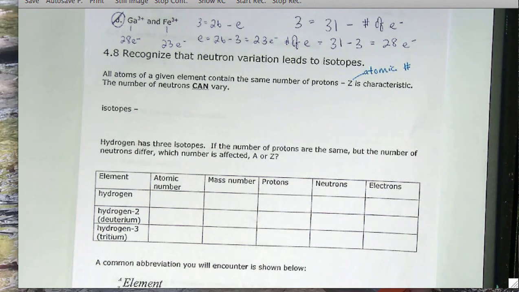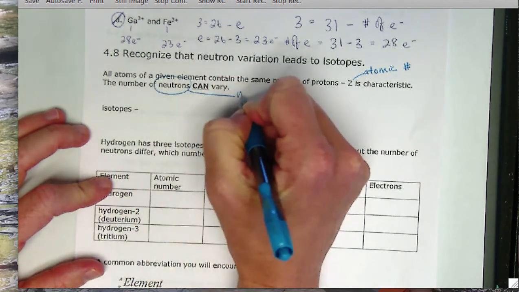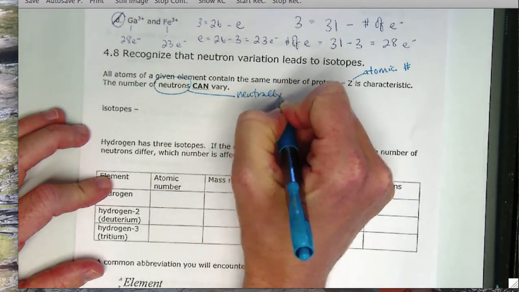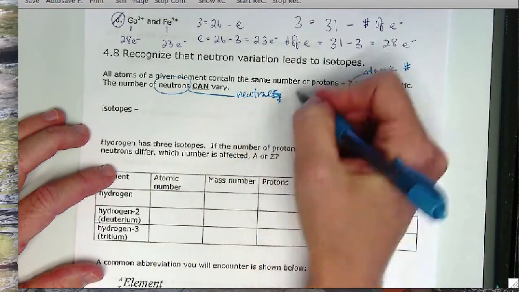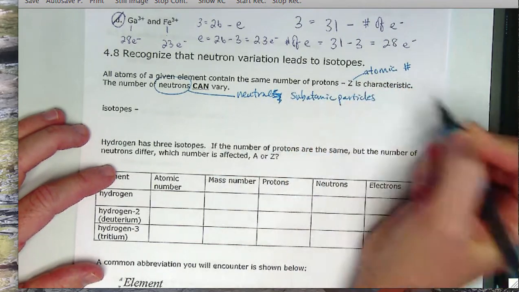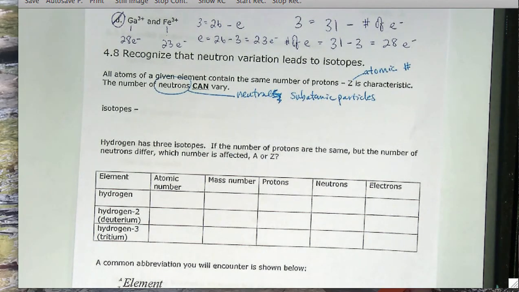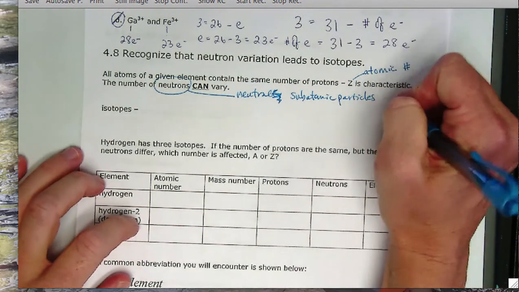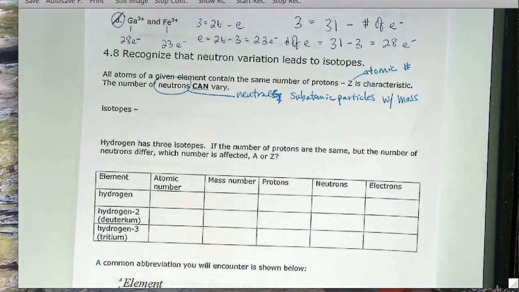The number of neutrons can vary. So what are neutrons again? Neutrally charged subatomic particles. They're neutral subatomic particles. What is their mass? Do they have mass or do they have negligible mass? They have mass. Electrons have negligible mass, okay? So with mass. Isn't the mass the same as the proton? Yes.